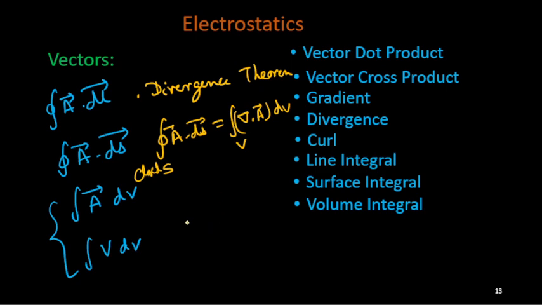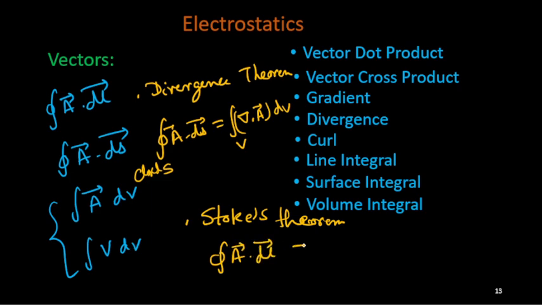Similarly, we will be having one more thing, Stokes theorem. In Stokes theorem, we'll have the relation between this line integral A dot dl with the open surface integral, and that will be the curl of A dot ds. So these things will be discussed again in a detailed way, and these are very much useful to understand electrostatics, magnetostatics, everything. You can't skip this part.